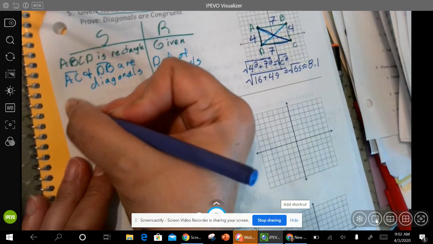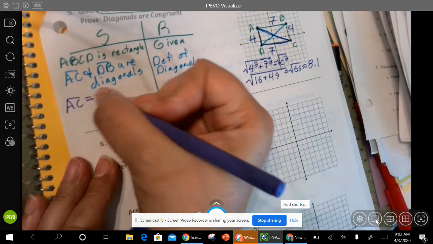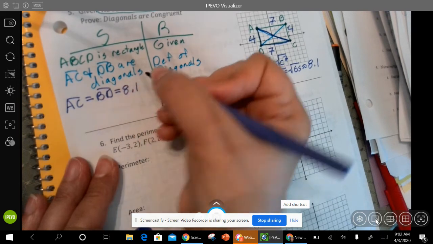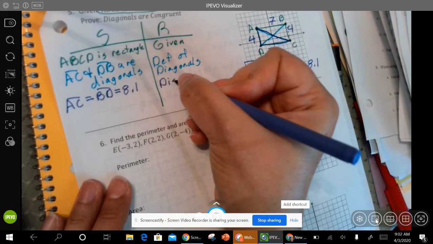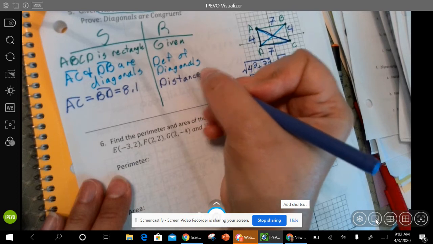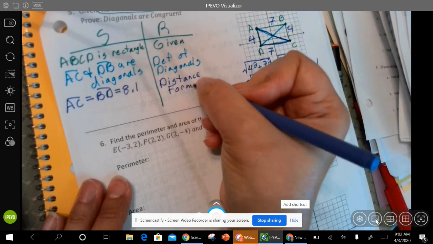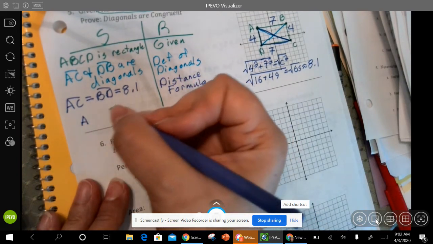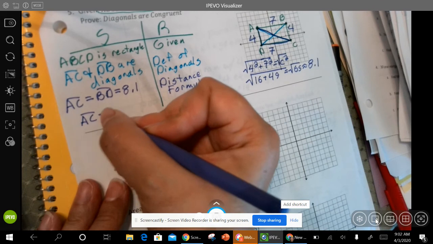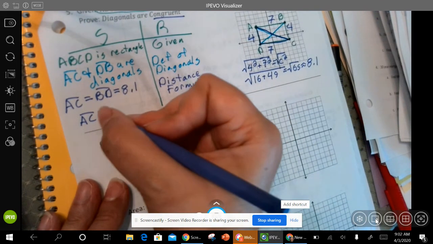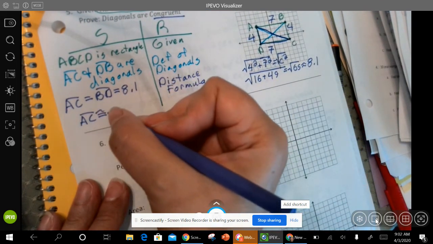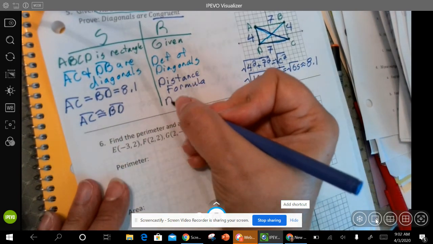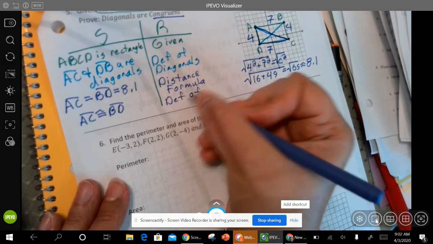So that means the AC, those diagonals, are congruent. And that would be by our distance formula. Since they have the same measure, that means that they're congruent. And so now we can prove that the diagonals are congruent. So AC is congruent to BD by our definition of congruent.